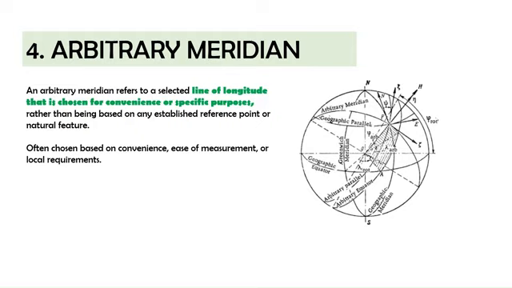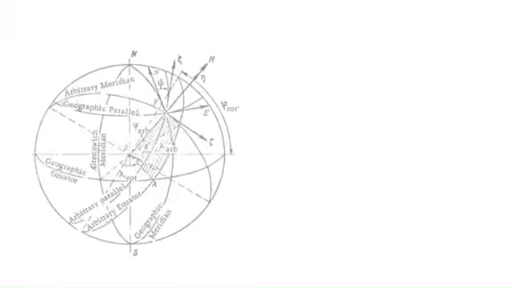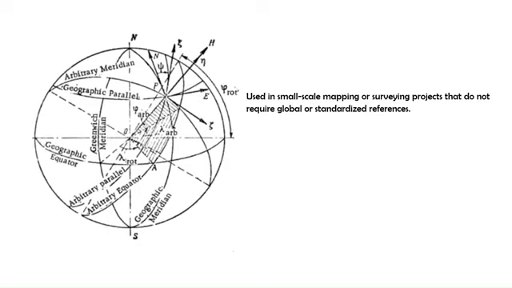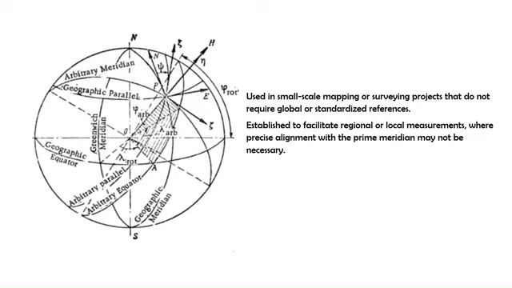Unlike the prime meridian, which is internationally recognized and established as the reference point for measuring longitudes, an arbitrary meridian can be any line of longitude that is designated for a particular project or for local use. Hence, it is often chosen based on convenience, ease of measurement, or local requirements. Arbitrary meridians are sometimes used in small-scale mapping or surveying projects that do not require global or standardized references. They can be established to facilitate regional or local measurements where precise alignment with the prime meridian may not be necessary.